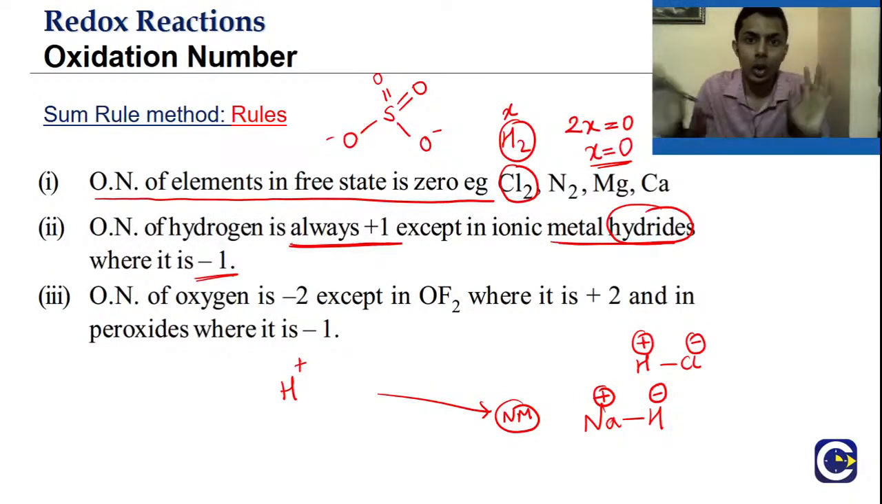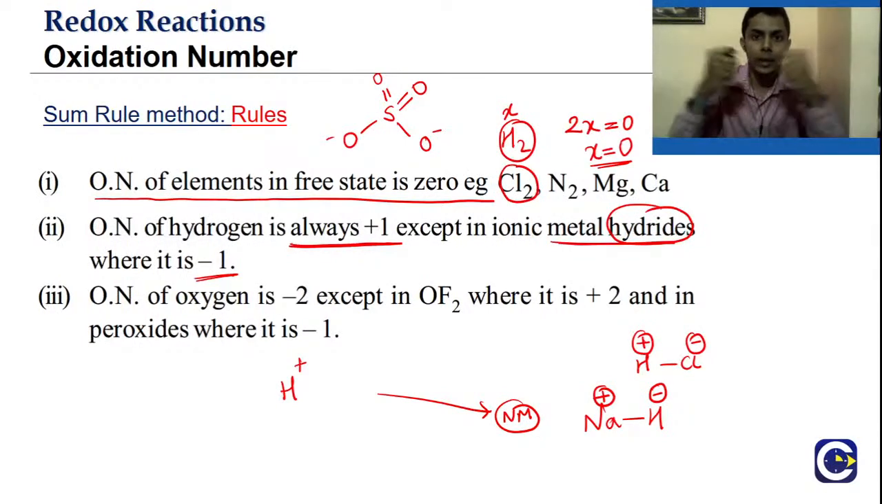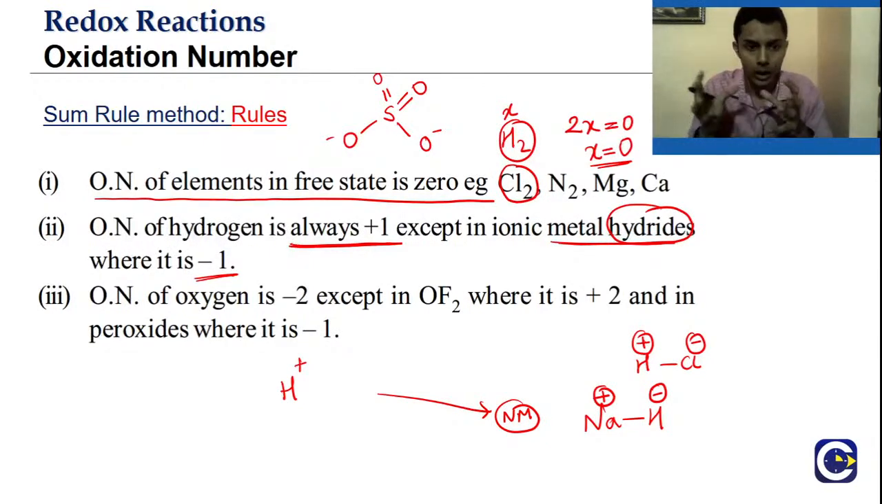Hydrogen chloride, it is plus 1. Hydrogen has oxidation number of plus 1. Clear? Keep this in mind. Hydride, minus 1. Why is it minus 1? Because it is competing with an electropositive element. That's why it will get a negative notional charge, minus 1.